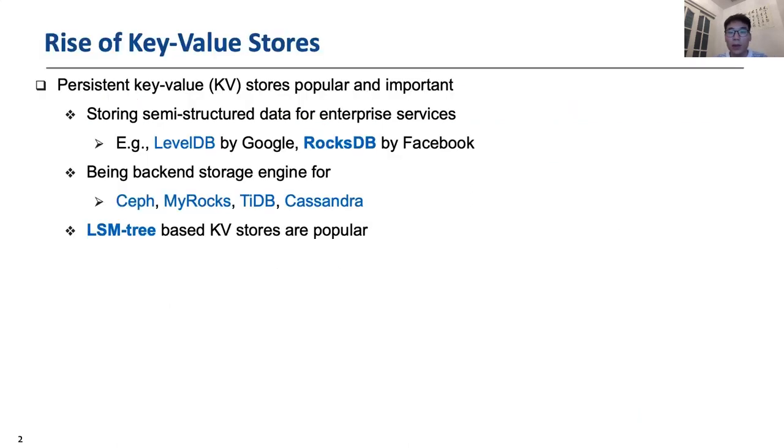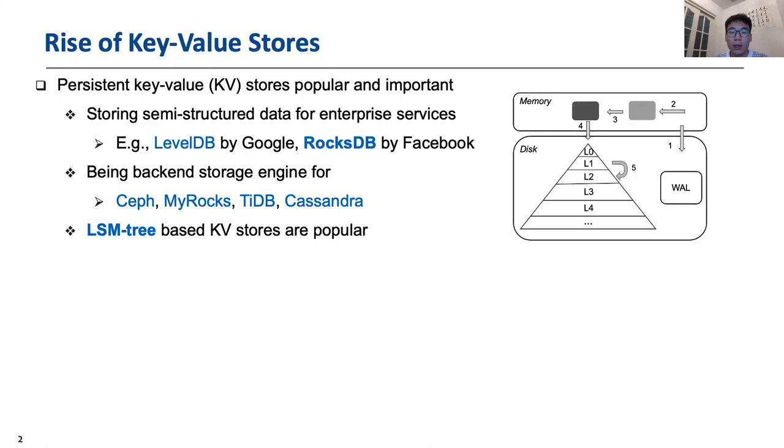KV stores are widely used to store semi-structured data for enterprise services or as back-end storage engines for data stores such as RocksDB and others. The leading KV data structure used is the log-structured merge tree, or LSM-tree. It organizes on-disk data in layers, each larger than the last, containing sorted and immutable SSTable files. To avoid data loss, a sequential write-ahead log file is maintained on persistent storage.